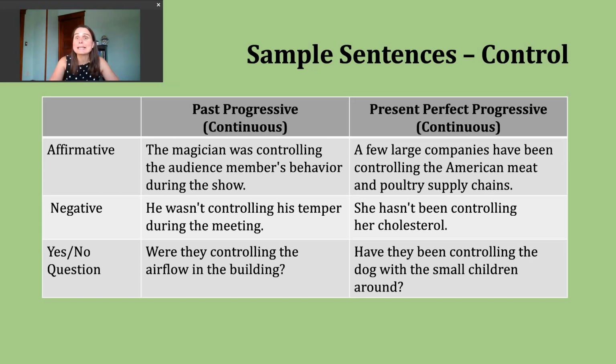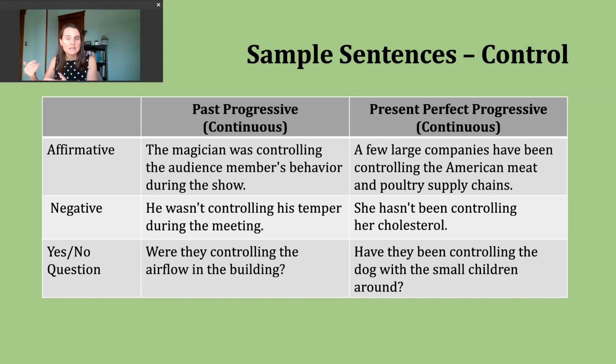Let's take a look at an example sentence. A few large companies have been controlling the American meat and poultry supply chains. Okay? Now, this is an issue that worries some people because they have such significant influence and authority over this, right? Can really affect the prices people get charged, right? Or the quantity that is available for sale because there are so few companies selling different meat or poultry products. Okay? Now, let's take a look at a negative example.